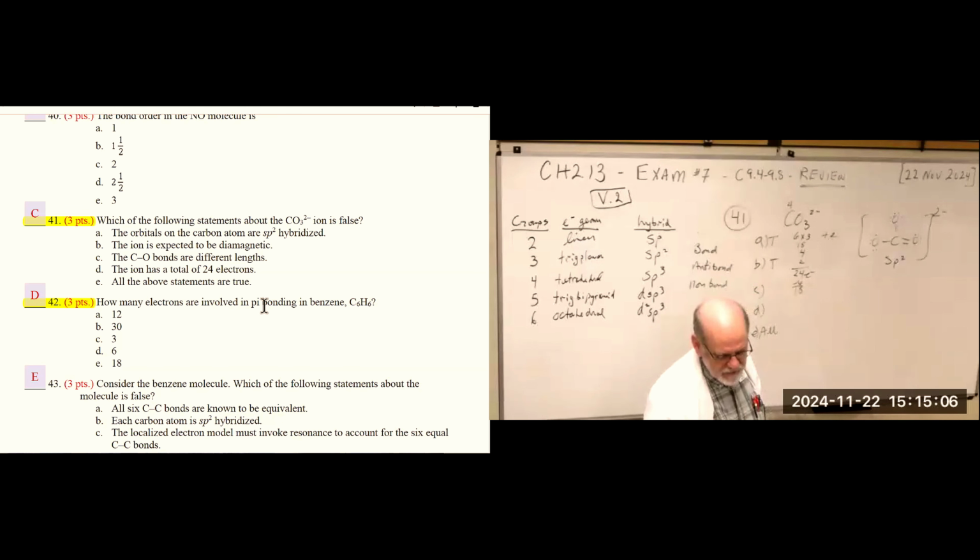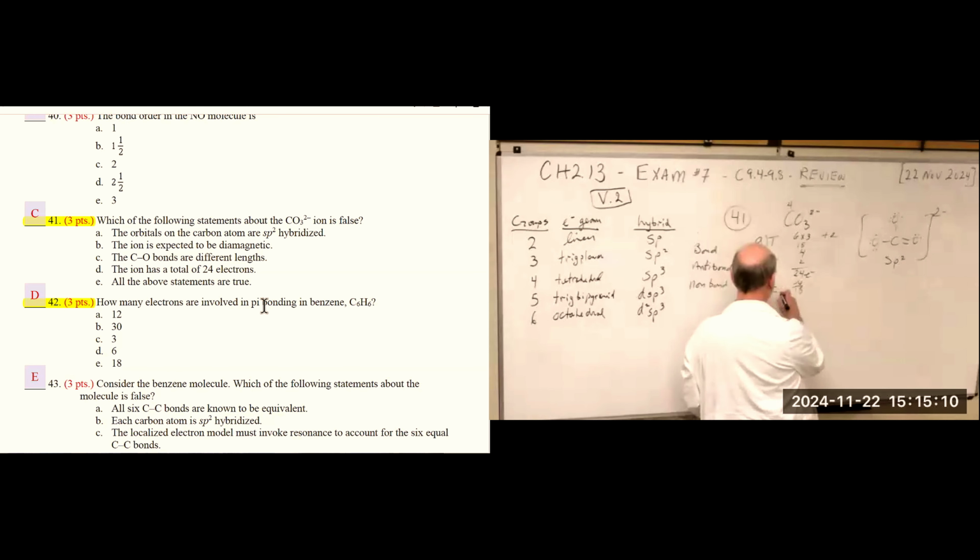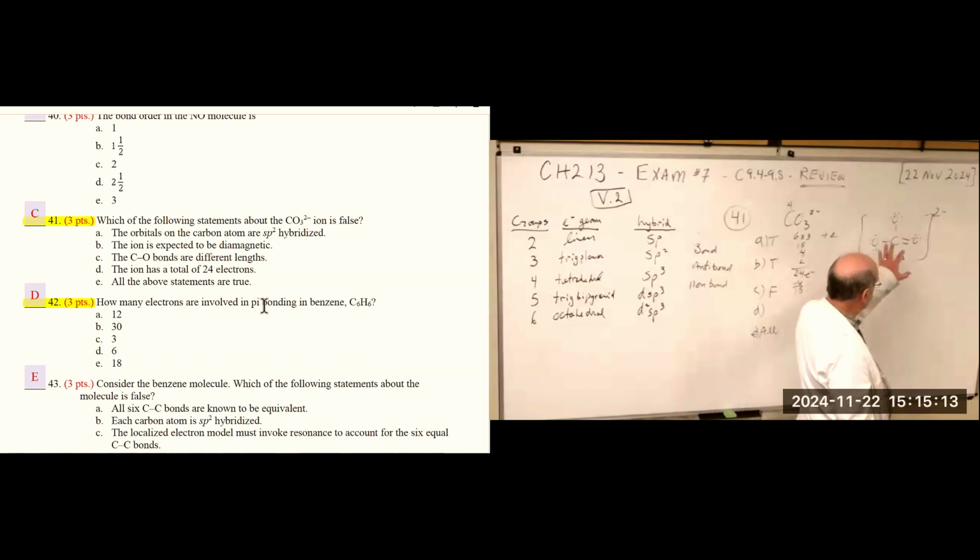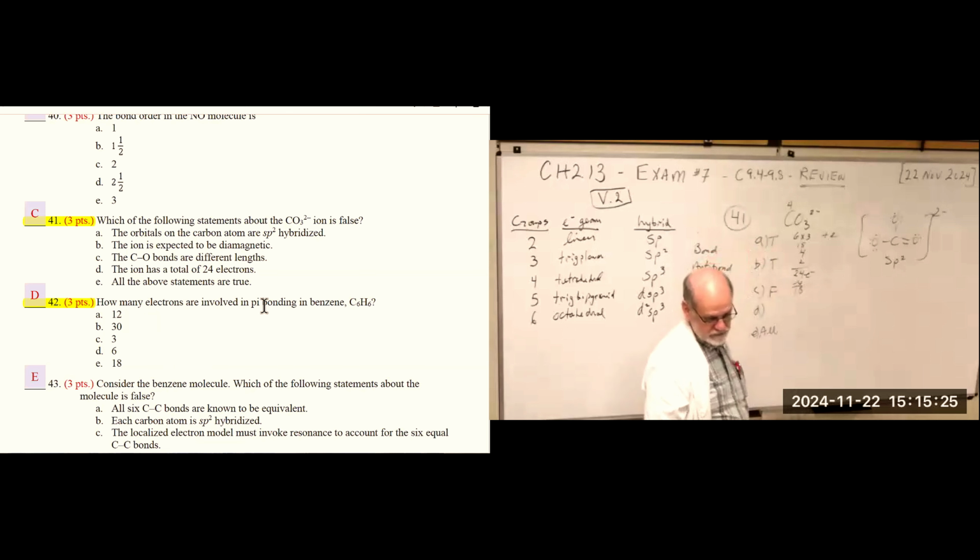C, the CO bonds are different lengths. That's false. Even though we show them like this, where that one would be shorter than these two, we know that they resonate with 2 other structures, and that makes all these 3 bonds exactly the same length. So C is false. And then the ion has a total of 24 electrons.